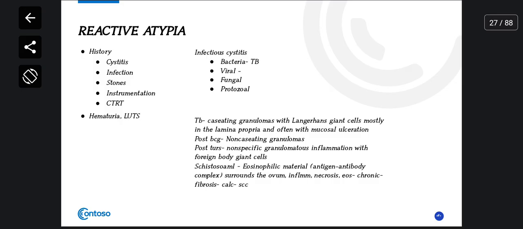So next is reactive atypia. There will be a history of cystitis, infection, stones, instrumentation, drugs, chemotherapy, radiation therapy, presenting with hematuria and lower urinary tract symptoms. Infectious causes could be bacterial, tuberculosis, viral such as CMV, which will cause a hemorrhagic cystitis, fungal, protozoal, schistosomal, right? Post BCG or post radiation, you will have reactive atypias.